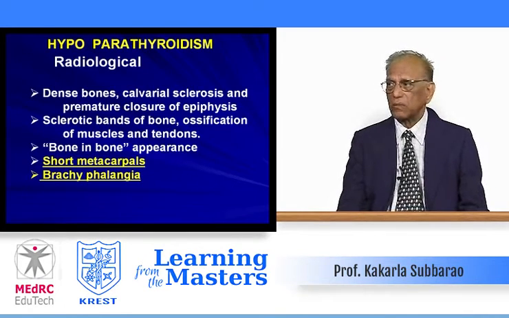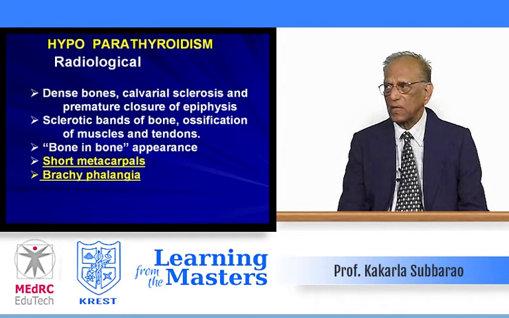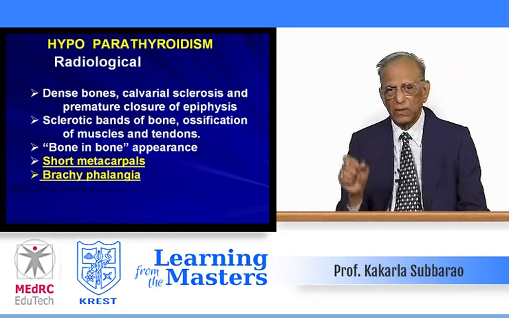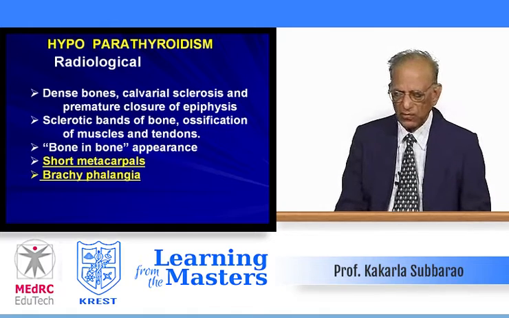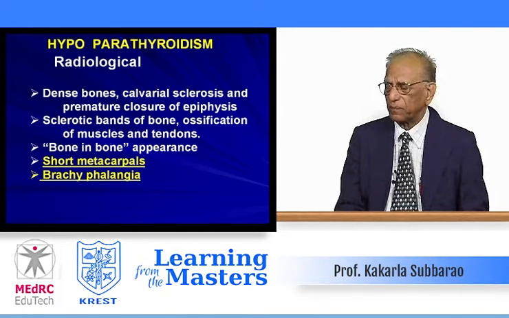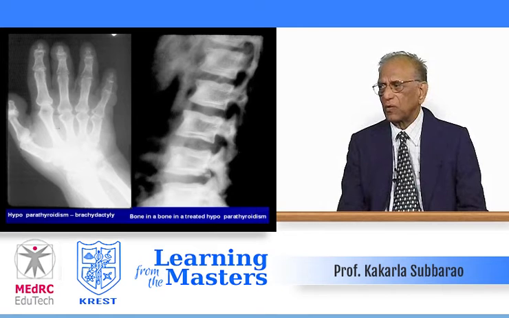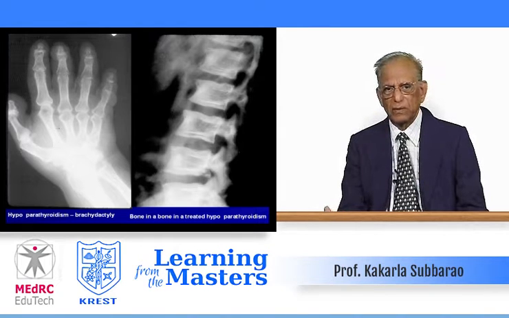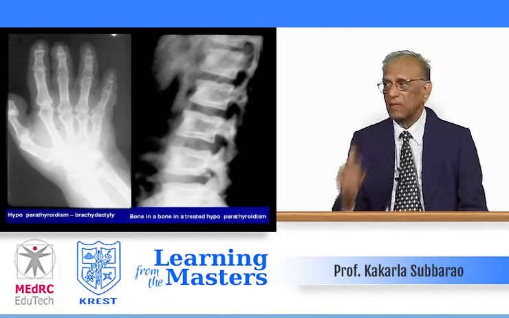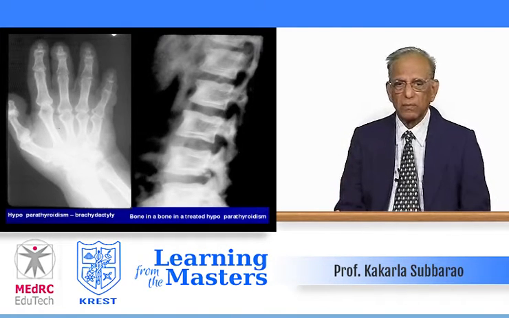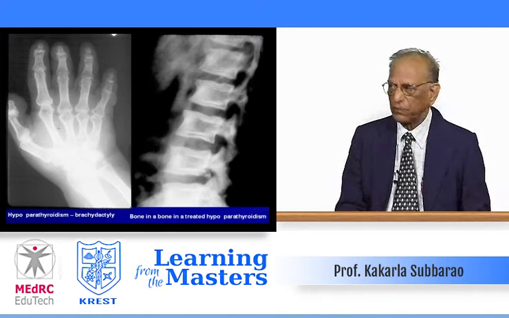Radiologically, you may get dense bones, calvarial sclerosis, premature closure of epiphyses, sclerotic bands of bone, ossifications of muscles and tendons, and bone-in-a-bone appearance, particularly noted in the spine, short metacarpals and brachydactyly. These are the features of hypoparathyroidism. It's a congenital or acquired syndrome consisting of dwarfism, brachydactyly, and also basal ganglia calcification in the brain, resulting in symptoms of extrapyramidal signs.